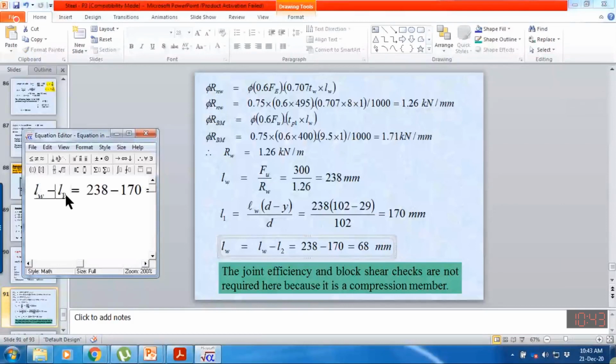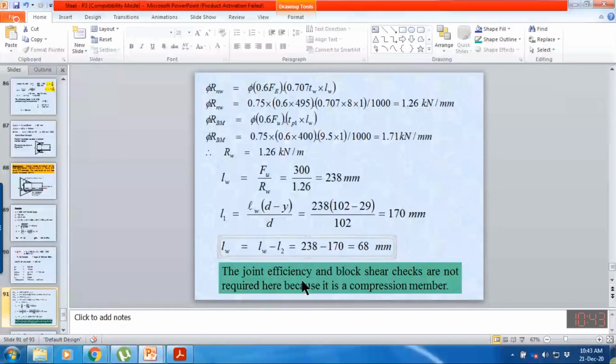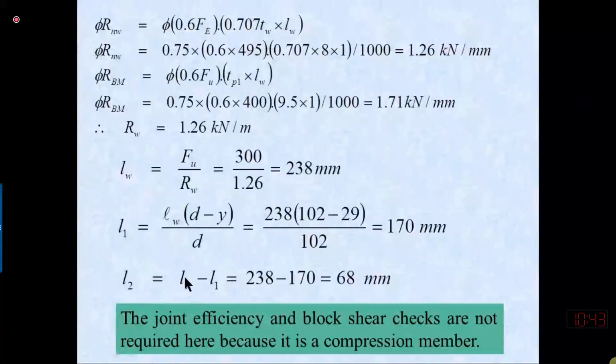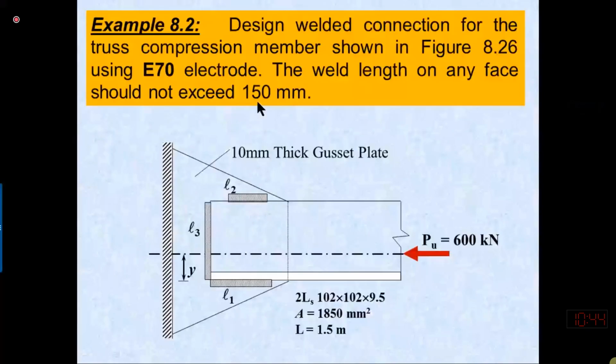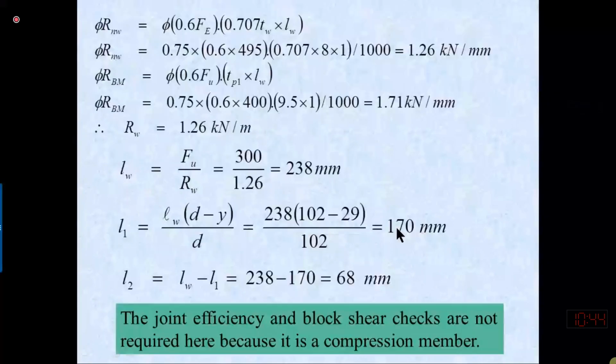So how can we reduce this value? In order to reduce this value, we will provide L3. If we are providing L3, the lengths of the weld L1 and L2 will be reduced. The length of L3 we know, because L3 is always provided along the full depth. So L3 will be equal to the D value, which is 102. So L1 is more than 150, and we are going to use the L3 value, which is 102.